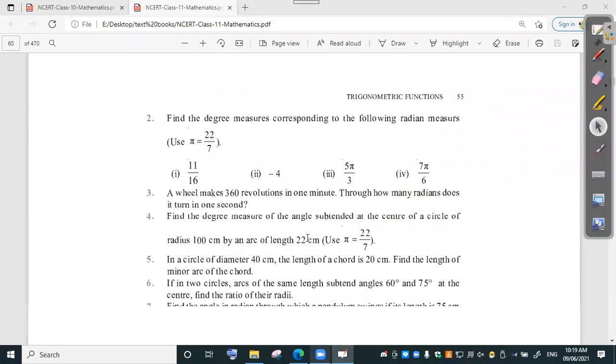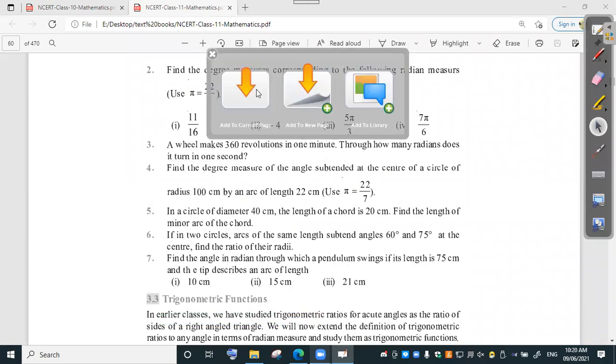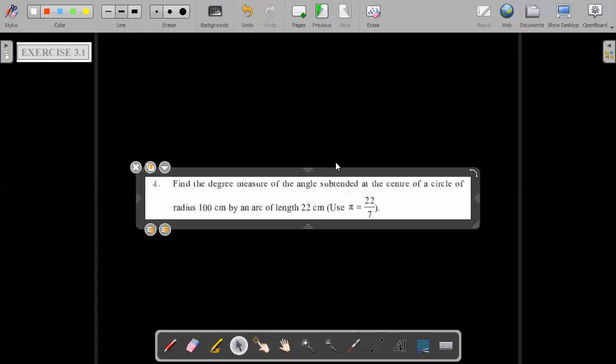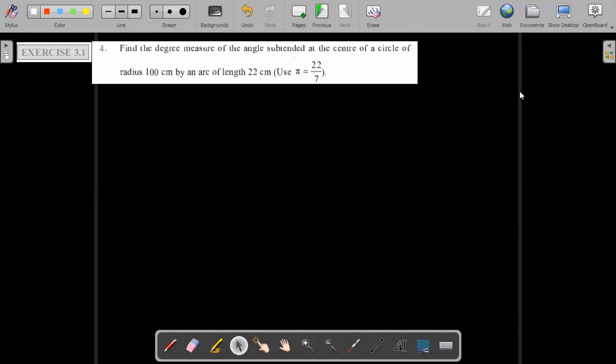Next question is: find the degree measure of an angle subtended. This is very important. We have not done this type of question when length of arc and radius are given. How to do that one? See here, find the degree measure of the angle subtended at the center of a circle of radius 100 centimeter and length of arc 22 centimeter. So we have to find the degree measure.